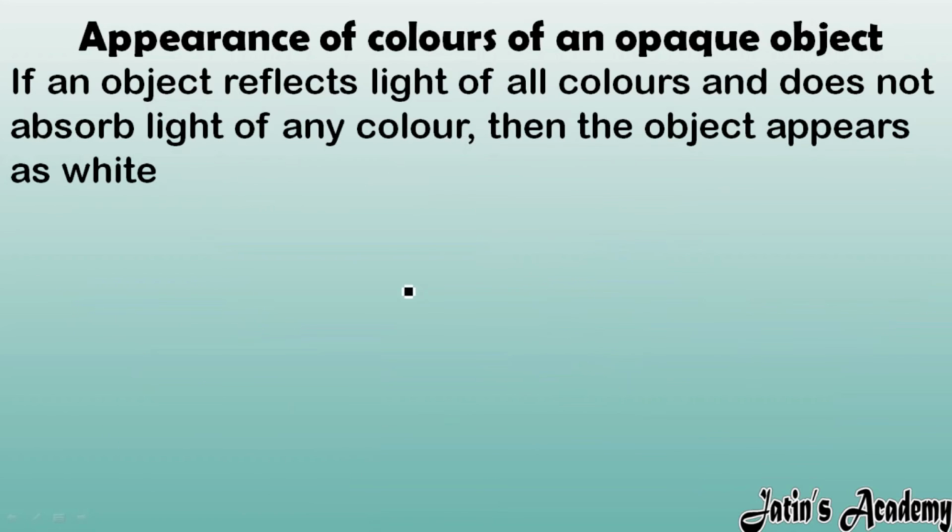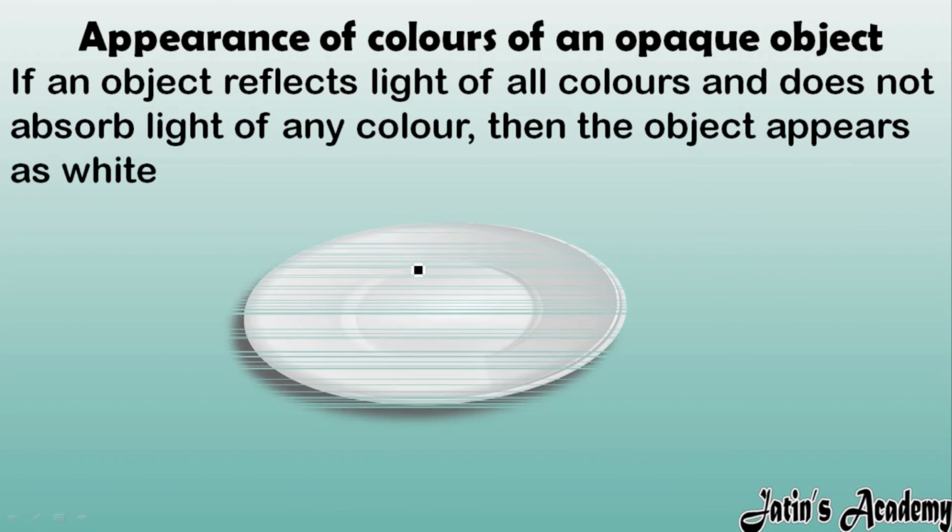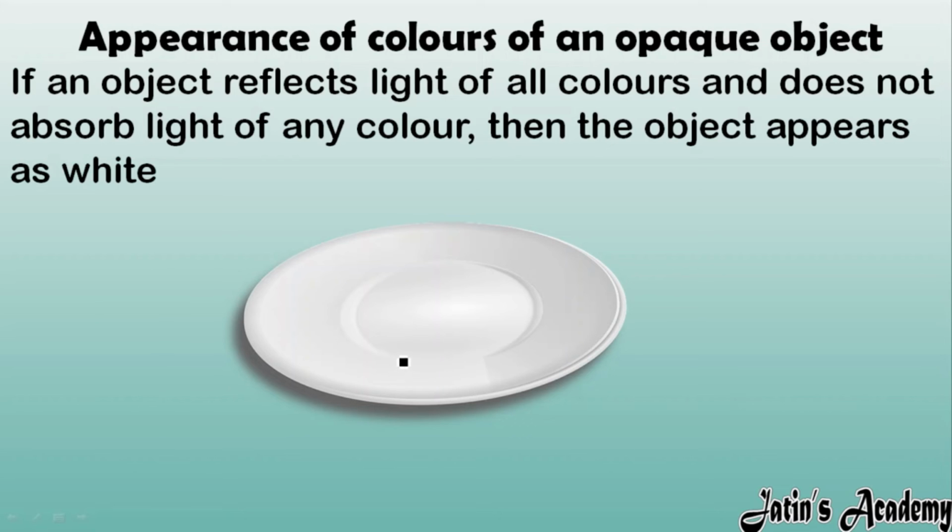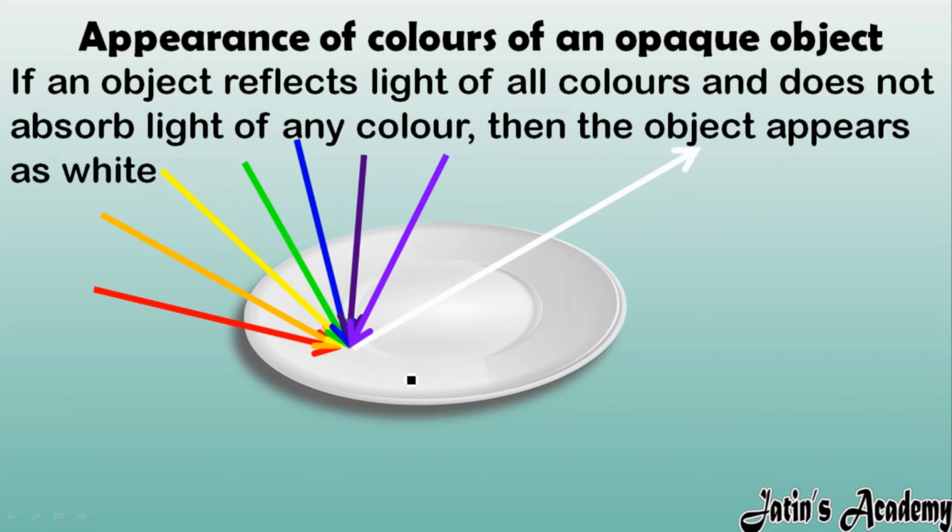Next, we are having the case where an object reflects all the light. For example, in the case of a white object, when white light falls on a white object, what will this white object do? The white object will reflect all the colors from the white light. Reflecting all colors means we are able to see it as white only. Whenever any object is reflecting all colors back, we are able to see that object as white in color.